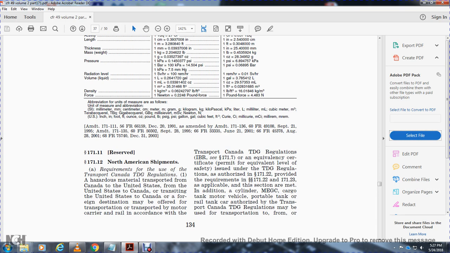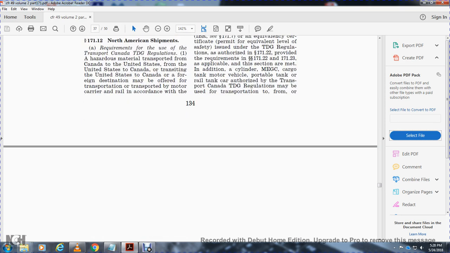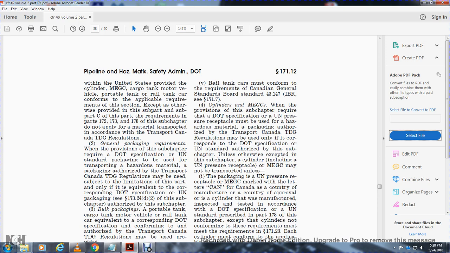Applicable sections being met, in addition the cylinders, MEGC, cargo tank motor vehicle, portable tank and rail tank car authorized by the Transportation Canada TDG regulations may be used for transportation to, from, and within the United States, provided the cylinder, MEGC, cargo tank motor vehicle, portable tank, and rail tank car conform to the applicable requirements of the section. Except as otherwise authorized in subpart C of this part, the requirements of subpart and parts 172, 173, and 178 of the subchapter do not apply to material transported according to the Transportation Canada TDG regulations.